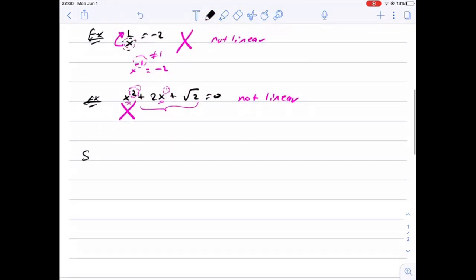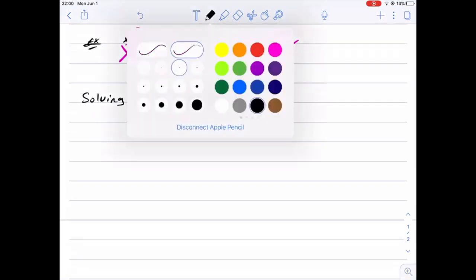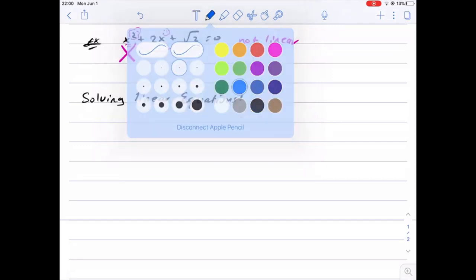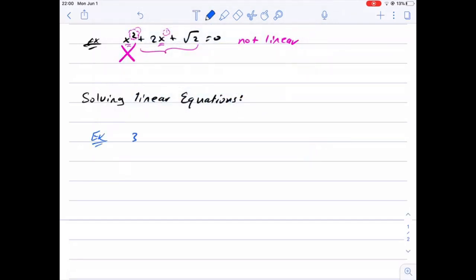Now, how to solve linear equations? If the linear equation is written in the standard form or something similar to the standard form, then it becomes very easy to solve. For example, 3x plus 1 equals 5. In order to solve this equation, we need to isolate x. Now, how to isolate x? We start with the number that's added or subtracted. The number that's added is 1, so we subtract 1 from both sides. We cancel this. 1 minus 1 is 0. So we have 3x equals 4.